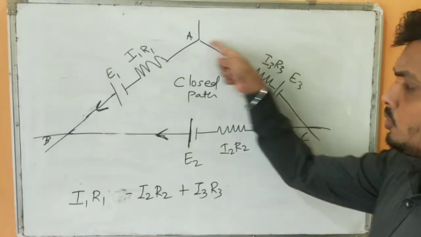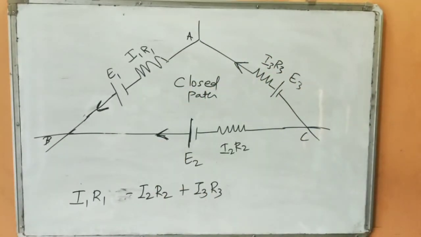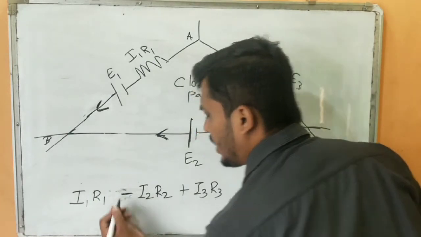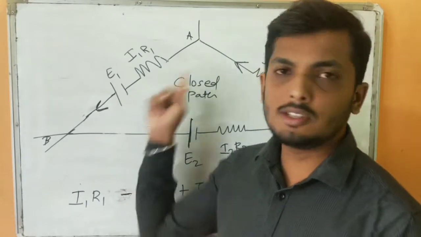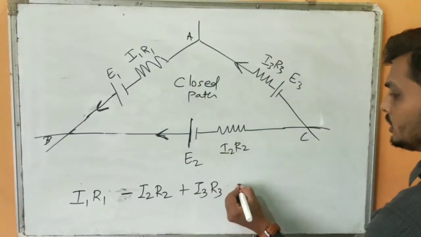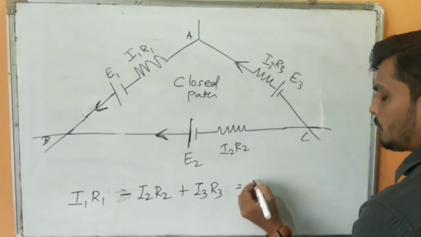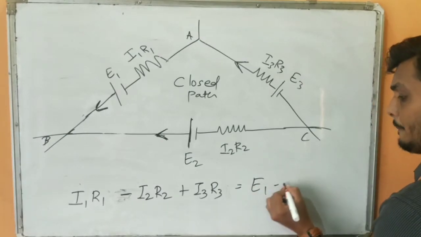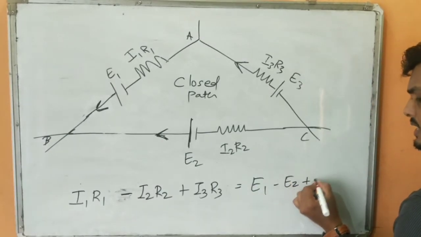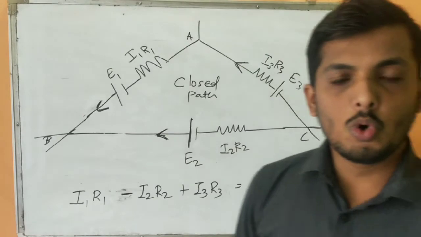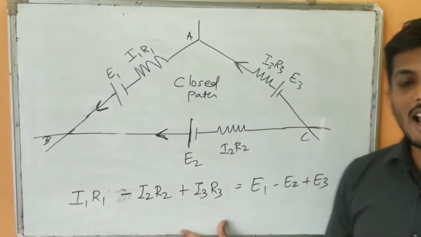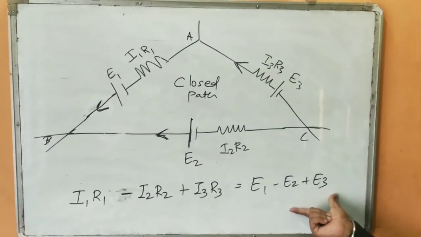So again it follows a closed path. I hope you understood why I have taken negative. You can take this as positive, then if you take this positive, then these both will be negative. So this will be what? IR products will be equal to the sum of the EMF, that is E1 minus E2 plus E3. Are you understanding, students? So this is the simple Kirchhoff's voltage law. It states that the sum of the IR products is equal to the sum of the EMF.